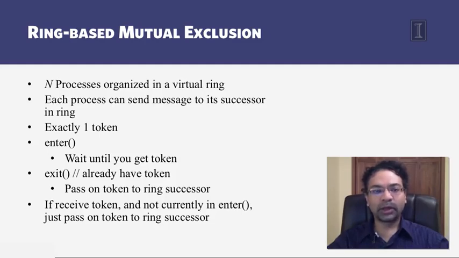When you're in the critical section, you hang on to the token. When you're done with the critical section, you simply pass on the token to your successor in the ring. If you get the token and you're not interested in the critical section, meaning that you're not in the enter function, then you simply pass on the token immediately to your successor in the ring.